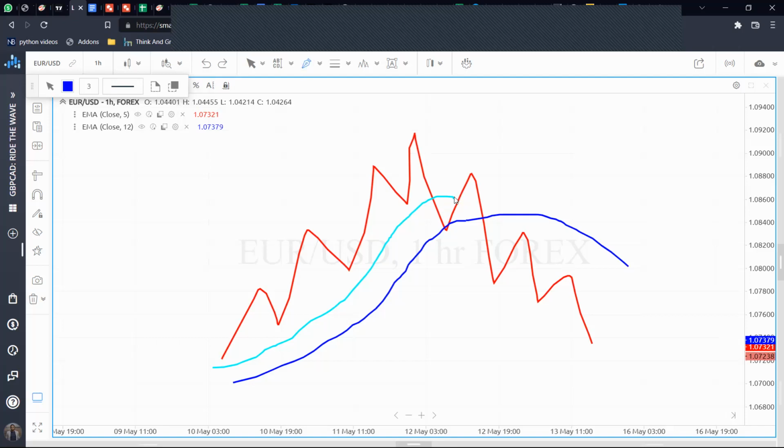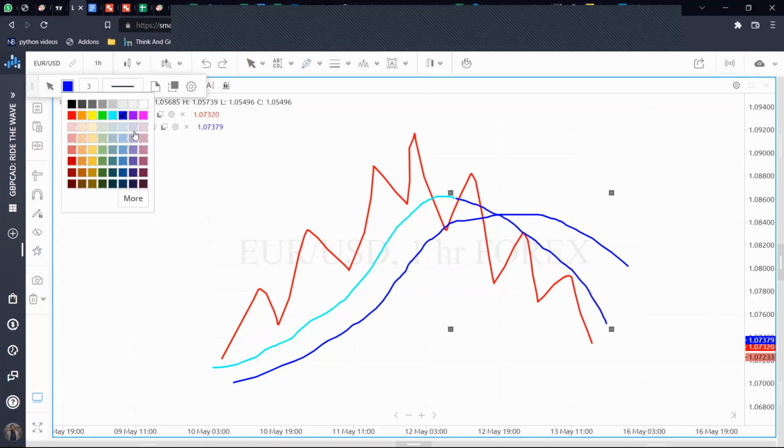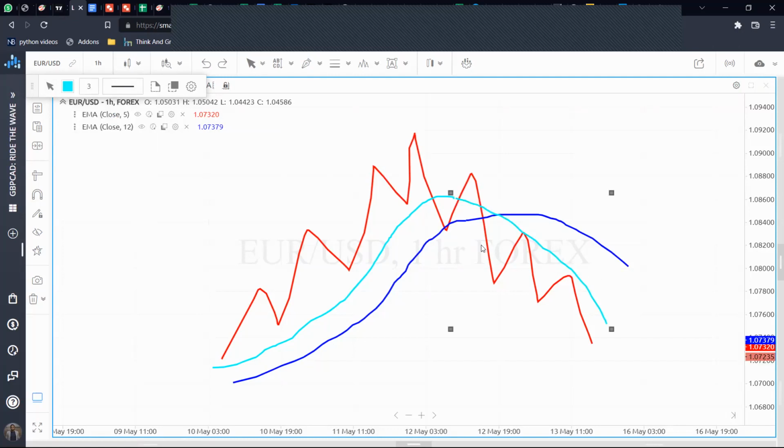However, in the downtrend, that faster one is below the slower one. Now, this illustration might not be an exact illustration of what it looks like, but you get the drill. In an uptrend, the fast EMA tends to be above the slow EMA. And in the downtrend, the fast EMA tends to be below the slow EMA.